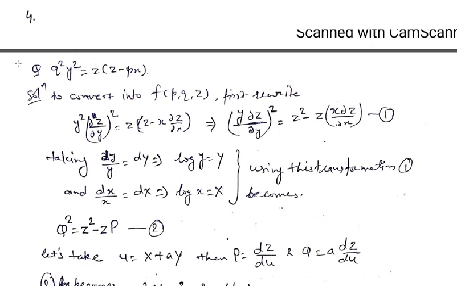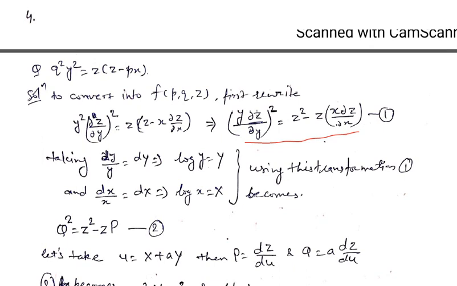So first we rewrite it: in place of p we put del z upon del x, in place of q we put del z upon del y. So it becomes y square (del z upon del y) whole square equals z into z minus x del z upon del x. Or we can rewrite it as y (del z upon del y) whole square equals z square minus zx del z upon del x, in this way.